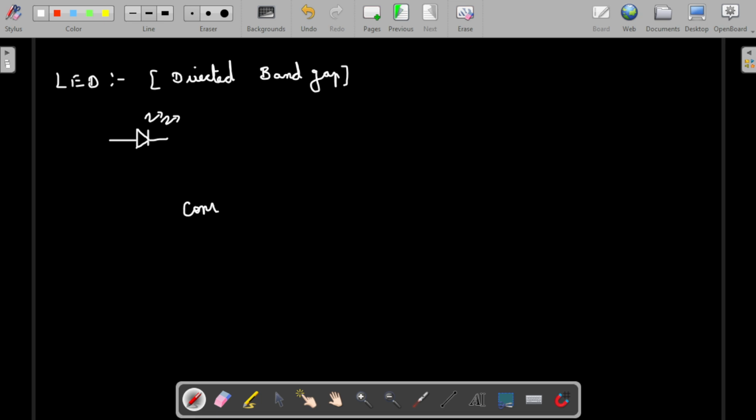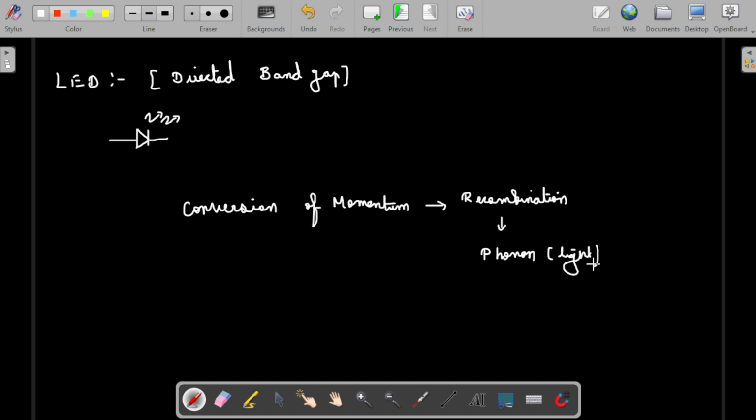As there is conservation of momentum, the recombination will be emitted as light, not as phonons. Okay, I hope it is understood for you guys.